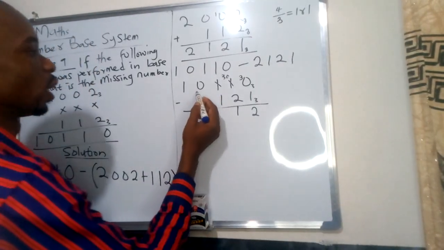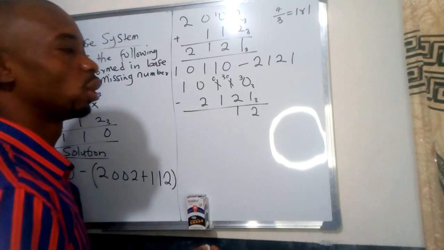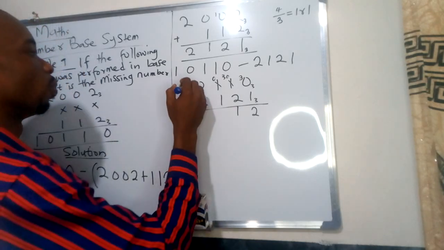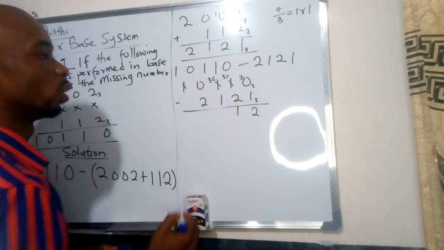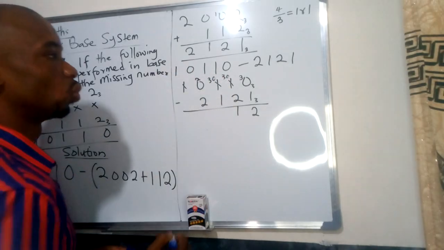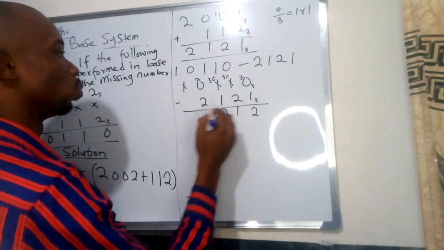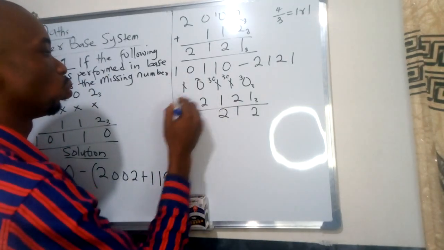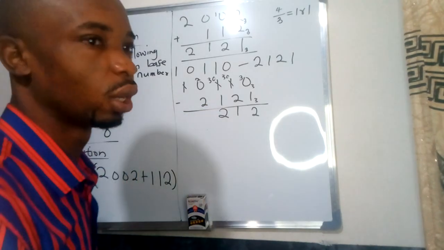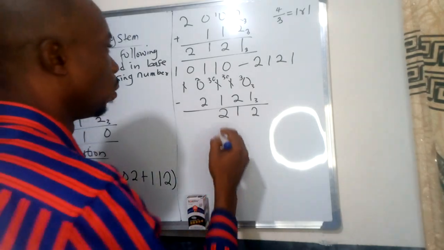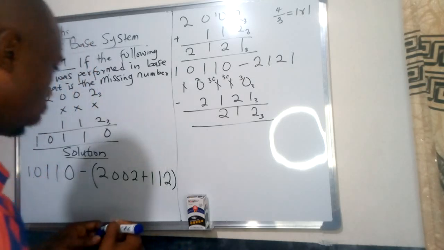Coming over to this other side, now there is nothing here. Again, 0 minus 1 cannot. So you borrow from here. When you borrow from here and bring it here, it becomes what? 3. But here will become what? 2. 3 minus 1 will give you 2. Now, here is 2. 2 minus 2 is 0. And you cannot write 0 here as a 0 in front of a number. So you have it as a 2, 1, 2 base 3.